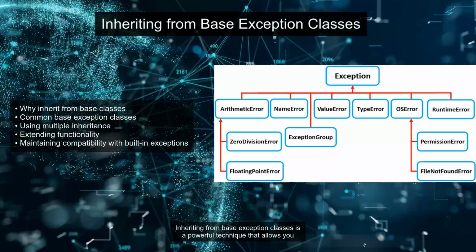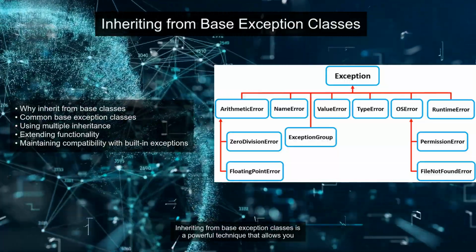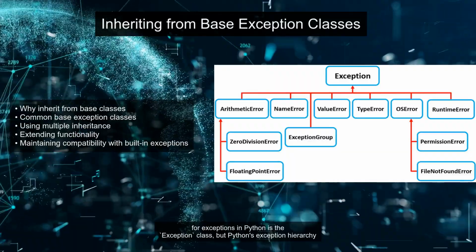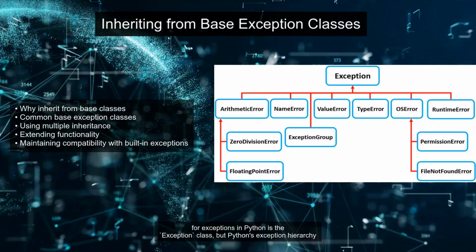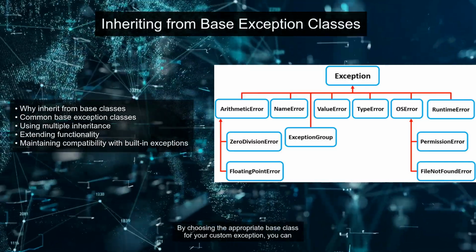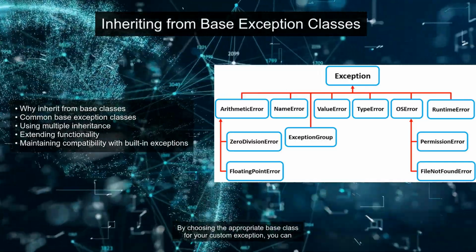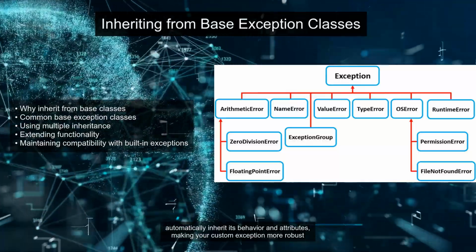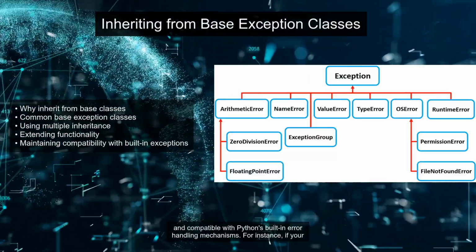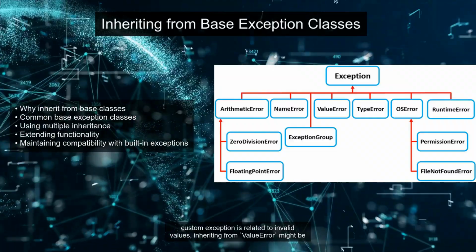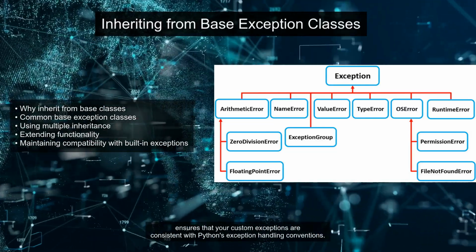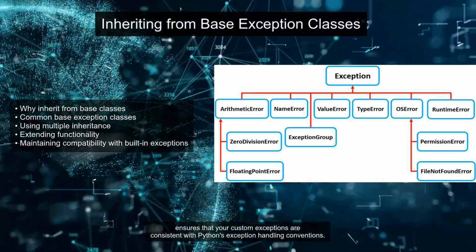Inheriting from base exception classes is a powerful technique that allows you to leverage existing functionality while creating custom exceptions. The primary base class for exceptions in Python is the Exception class, but Python's exception hierarchy includes several other useful base classes, such as ValueError, TypeError, and RuntimeError. By choosing the appropriate base class for your custom exception, you can automatically inherit its behavior and attributes, making your custom exception more robust and compatible with Python's built-in error handling mechanisms. For instance, if your custom exception is related to invalid values, inheriting from ValueError might be a suitable choice. This approach not only streamlines your code but also ensures that your custom exceptions are consistent with Python's exception handling conventions.